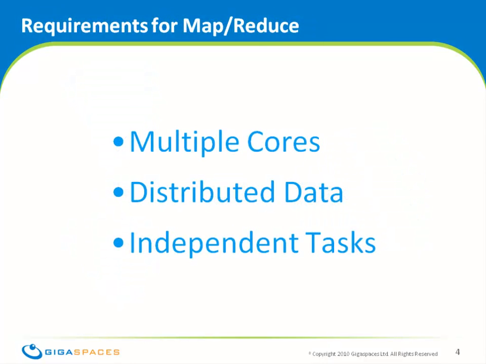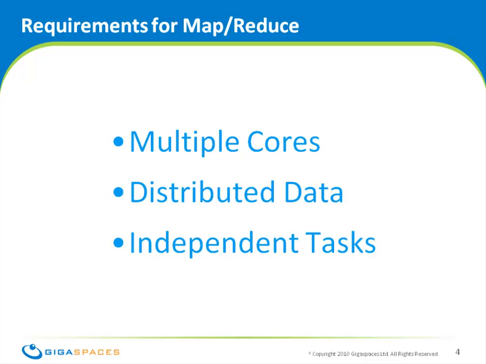The requirements for MapReduce are really pretty simple, but very important. First, you have to have multiple cores to run the map tasks on. Otherwise, you're going to burden a single core with the context switches, which will make it run slower, not faster, although the gains in simplicity may be worth it to you.